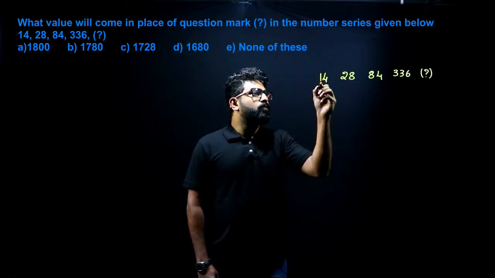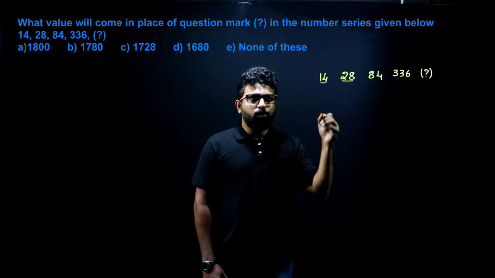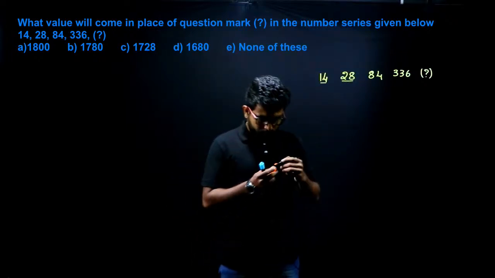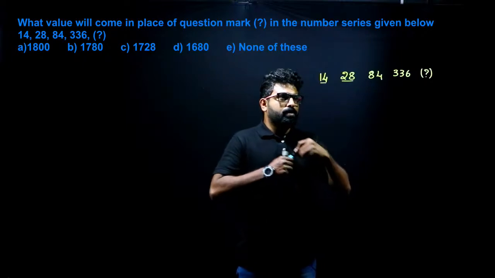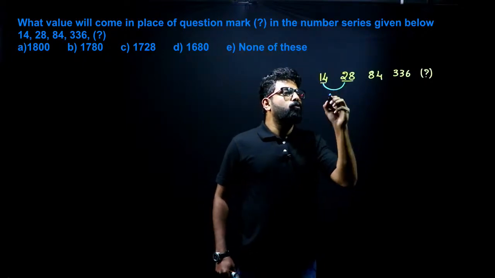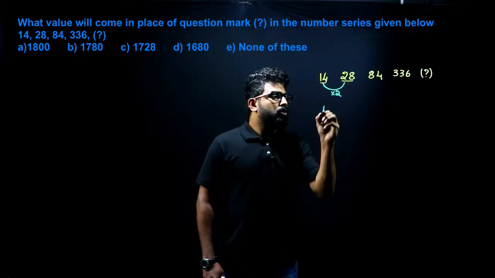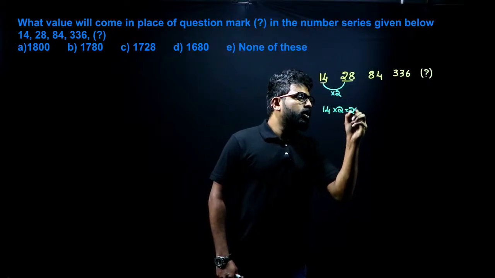What's happening here? 14 to 28. Look at these terms. When you look at 14 and 28, what do you understand? 28 is twice of 14. So there is multiplication somewhere. 28 is nothing but twice of 14. So 14 is multiplied by 2 to get 28. So 14 into 2 gives me 28.